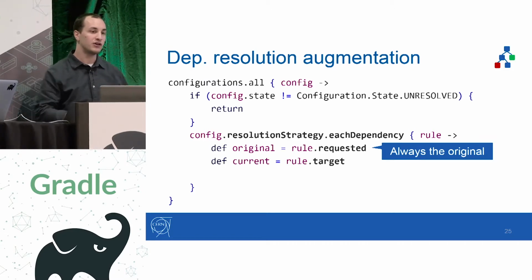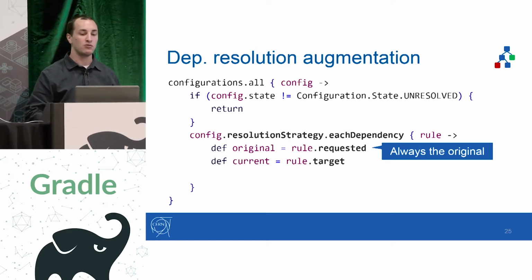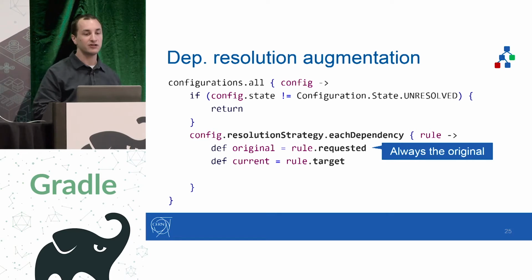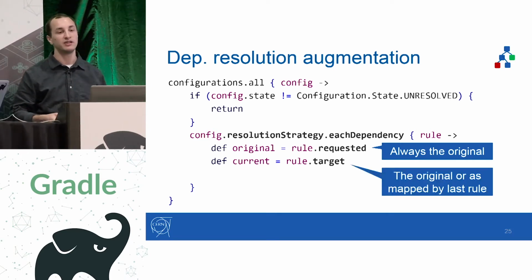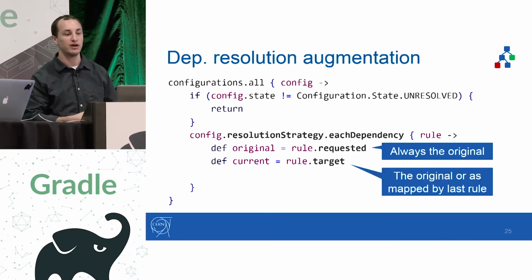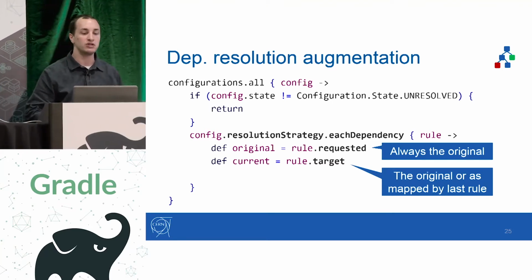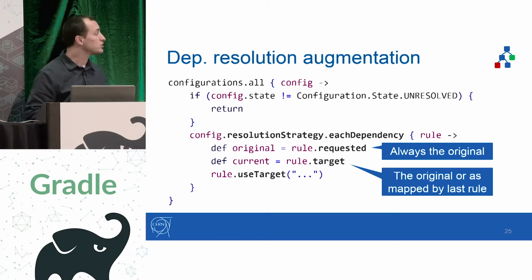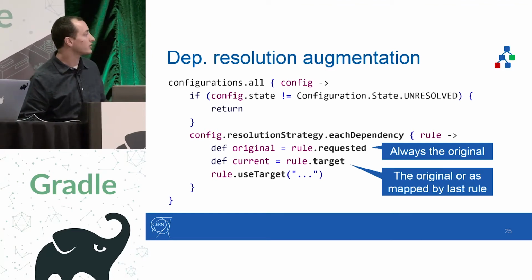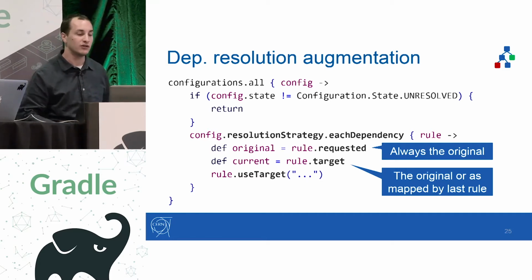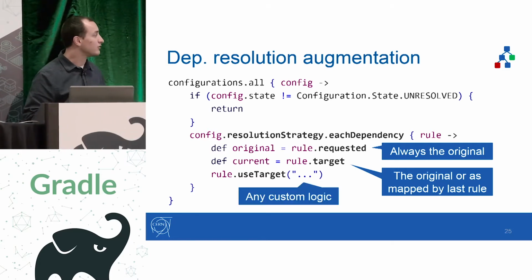And you get the target part as well, which at the start is the same as the original, but then can be changed already by previous rules. And basically, based on these two pieces of information, you can define what should be used instead of the current target. You can override the target with anything you find correct. And you can put your custom logic there.